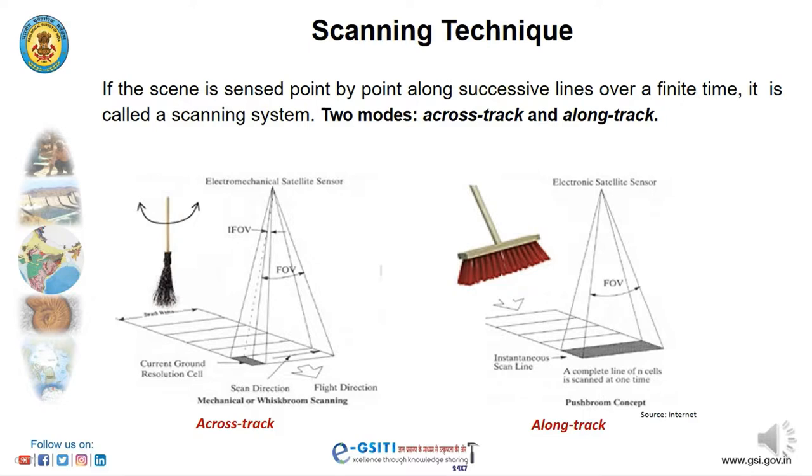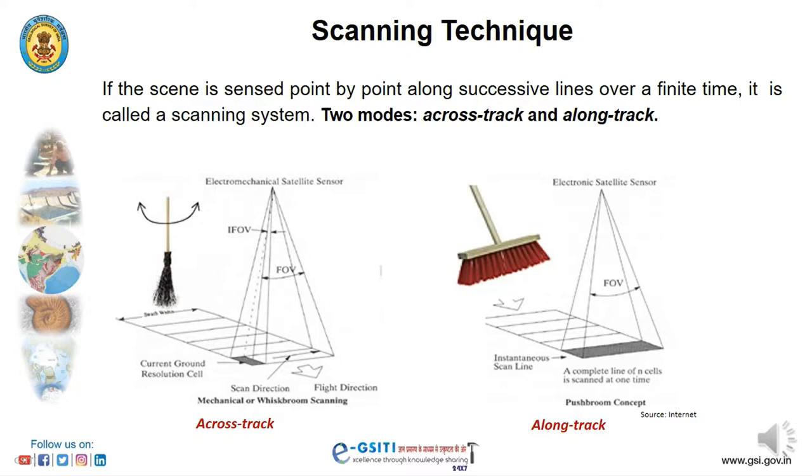In remote sensing, different types of scanning systems are followed by the sensors. If the scene is sensed point by point along successive lines over a finite time, it is called a scanning system. Basically, two modes of scanning systems are followed. One is the across track scanning system and the other is the along track scanning system. Across track scanning is also called mechanical or whisk broom scanning, whereas along track scanning is called the push broom scanning system.